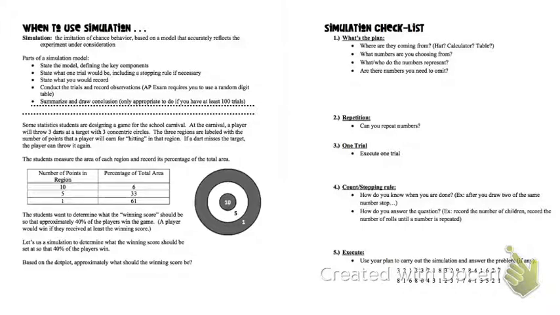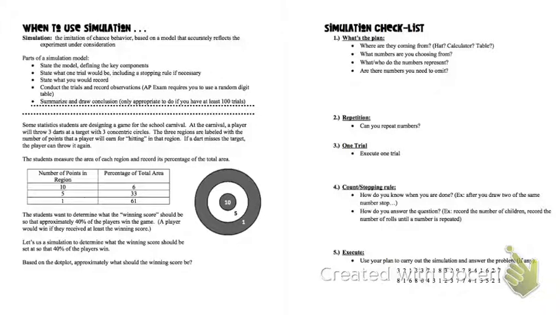So here's an example. It says some statistics students are designing a game for a school carnival. At the carnival, a player will throw 3 darts at a target with 3 concentric circles. The 3 regions are labeled with the number of points that a player will earn. So there's playing darts. If you get in the center, 10 points. Second circle is 5. Outside circle is 1. And then if you don't hit the dartboard at all, then you get 0 points.